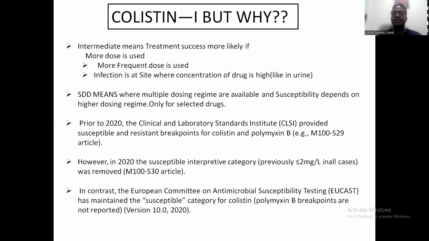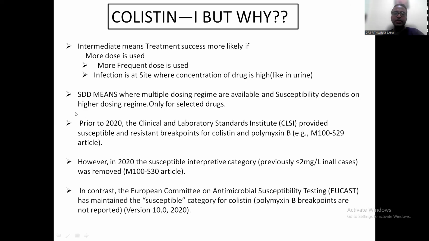So coming to the next, which is the famous most question. Colistin is I, but why? Right? We have all known that intermediate means treatment is more likely to succeed if more dose is used, more frequent dose is used, because the more frequent the dose, the higher the concentration, and the infection is at the site where the concentration of the drug is very high, right?